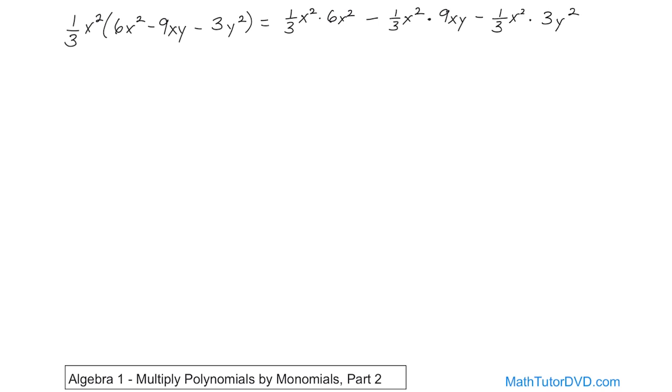Okay, so now we need to look at things a little bit. What we have here is 1/3, that's a number, times 6. What's that going to give you? If you did the multiplication, it would be 6 over 3, which is 2. So you can just write that as a 2.